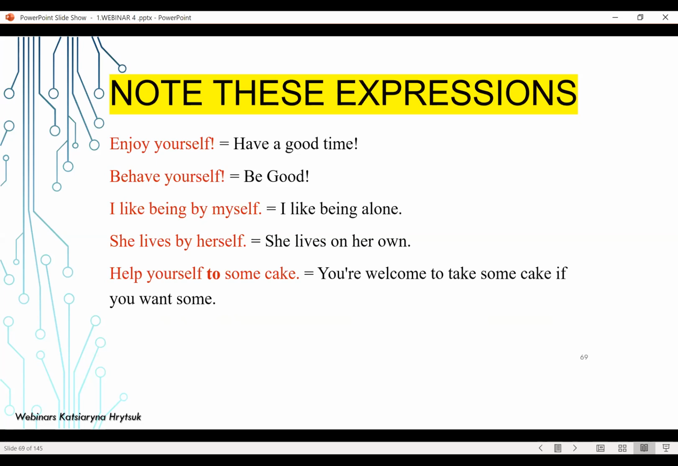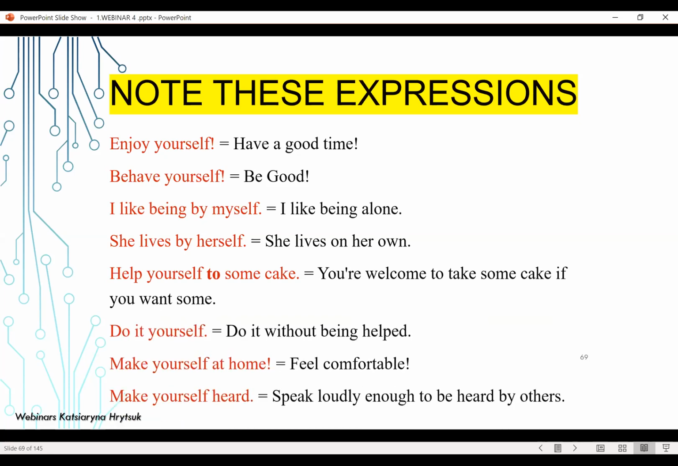It means you're welcome to take some cake if you want some. Так угощайтесь. So it's not помоги себе, please. Okay? So it's absolutely different meaning. And we always use the preposition to. Help yourself to this cake. Help yourself to some food. Help yourself to some drinks. Okay? So when you welcome people, and you're the host especially, always say help yourself.